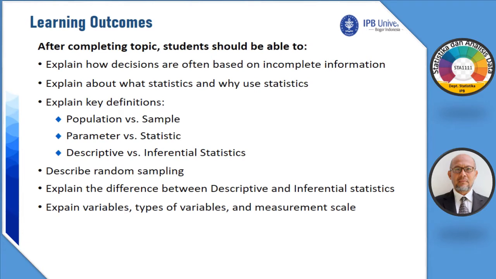After following this topic, I hope you all can explain how decisions are often based on incomplete information, can explain what statistics is and why we use statistics, explain key definitions, the difference between population versus sample, the difference between parameter versus statistic, descriptive statistics and inferential statistics, and understand and describe random sampling, and also explain variables, types of variables, and measurement scales.